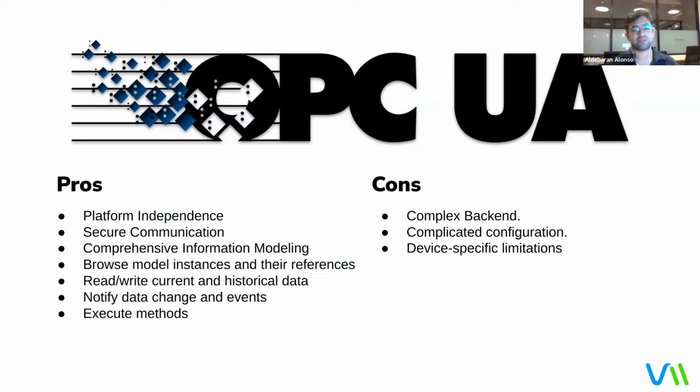Also, it has several ways to communicate. For example, it has a pub-sub behavior, so there is no need to poll the data from the server. This pub-sub behavior helps you get notified whenever the data has changed, and in OPC UA it is called monitored items.